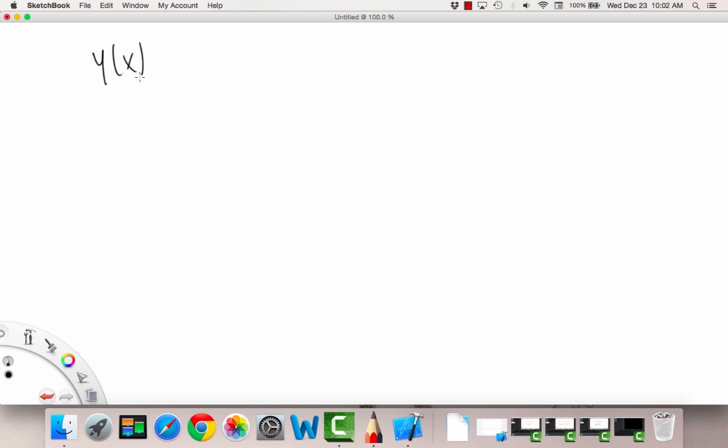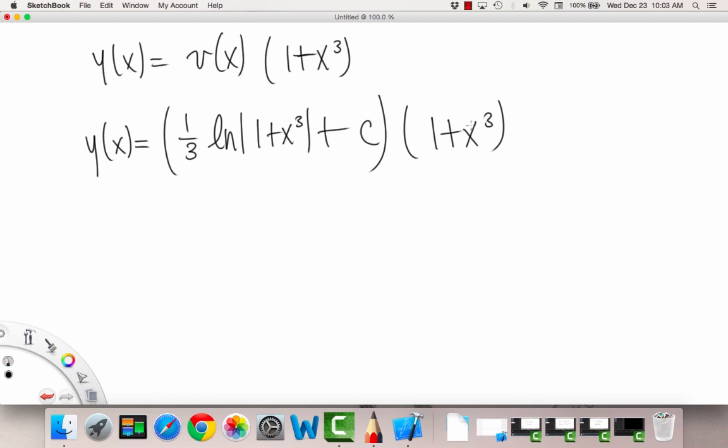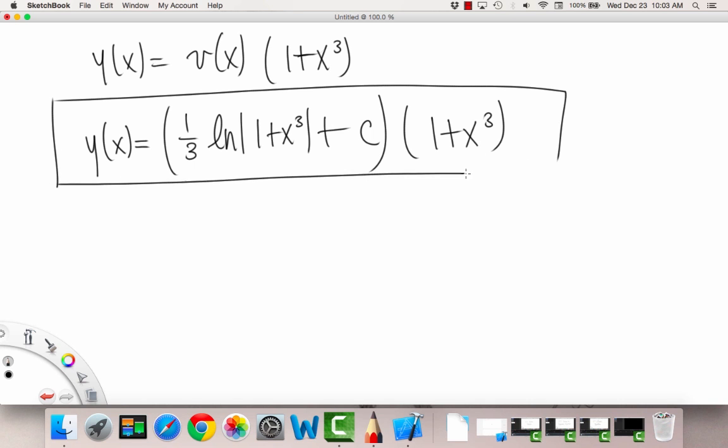So our y of x was equal to v of x times 1 plus x to the third. But now that we know our v of x, then y of x is equal to 1 over 3 ln of 1 plus x to the third, and then plus our constant c, okay, and then times this 1 plus x to the third, and that is our general solution, and that was using variation of parameters.